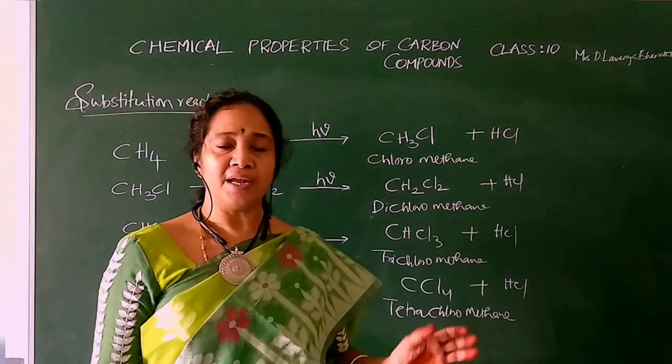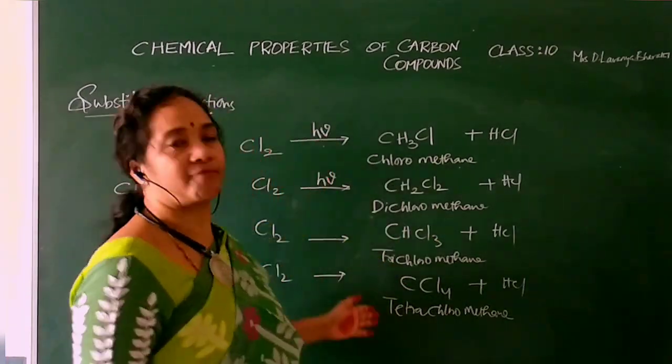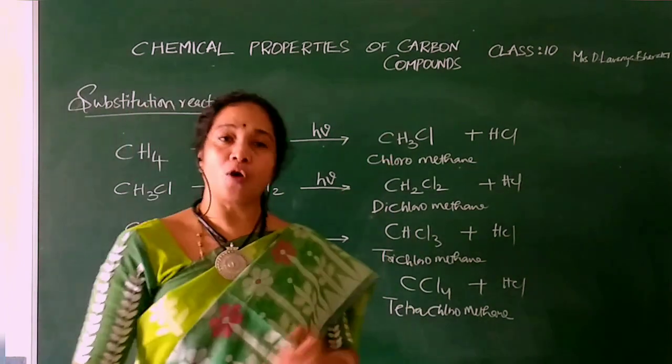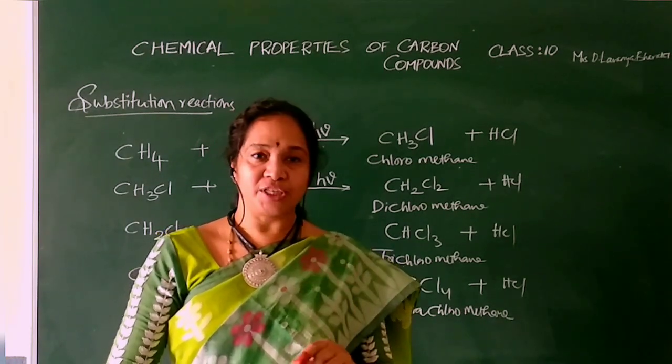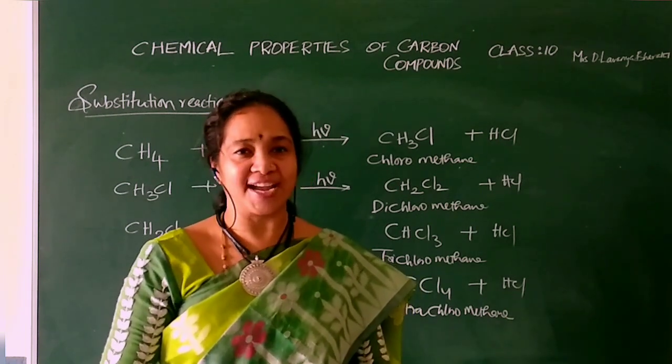In this way, as methane has four hydrogens, there is a series of four substitution reactions wherein four substituted compounds are obtained. So once again I tell you, in a substitution reaction one hydrogen is replaced by another atom.